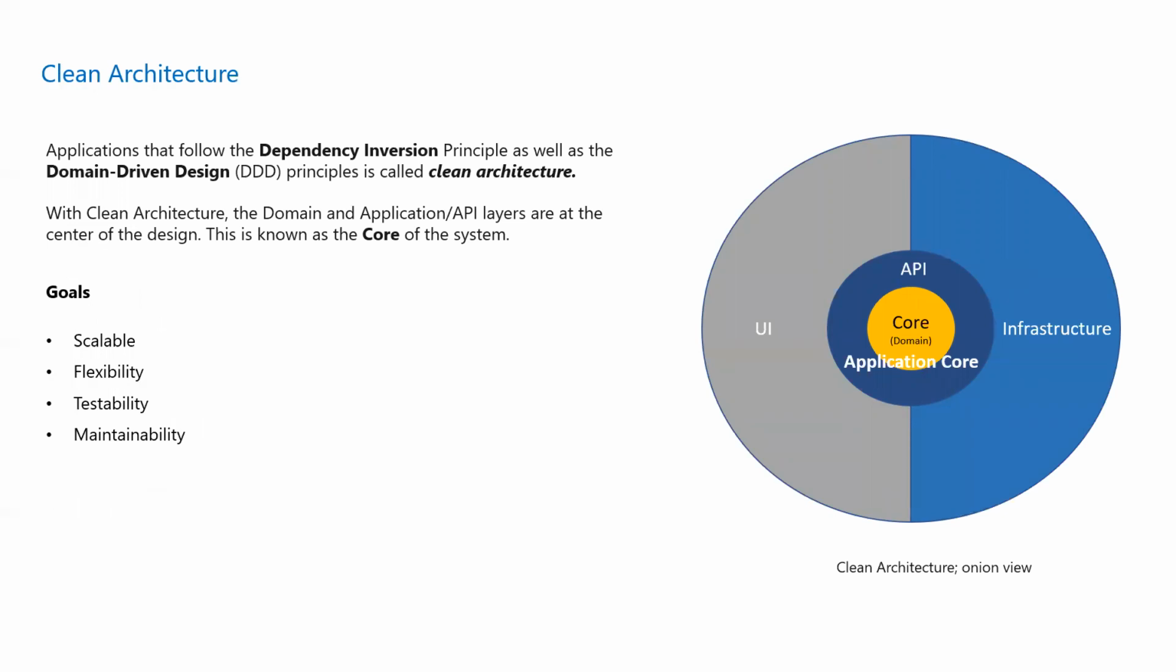The clean architecture is the one which follows the dependency inversion principle and also the domain driven design principles. So that is called the clean architecture. With the clean architecture, the domain and the application or the API layers are at the center of the application, the center of the design. This is called the core of the system. Let me give some background before moving into the actual goals.